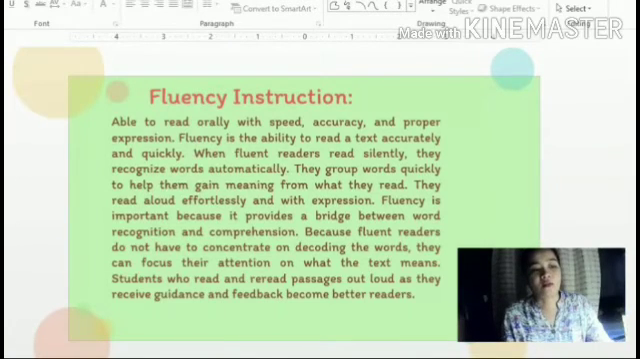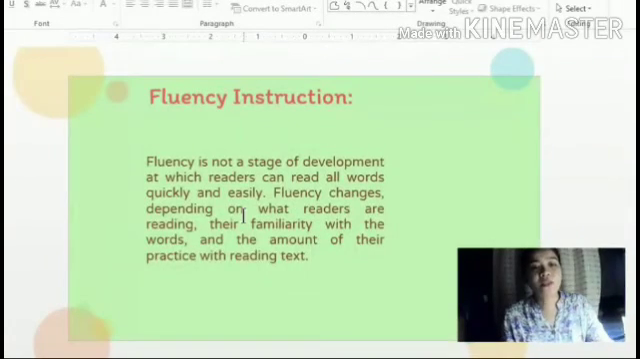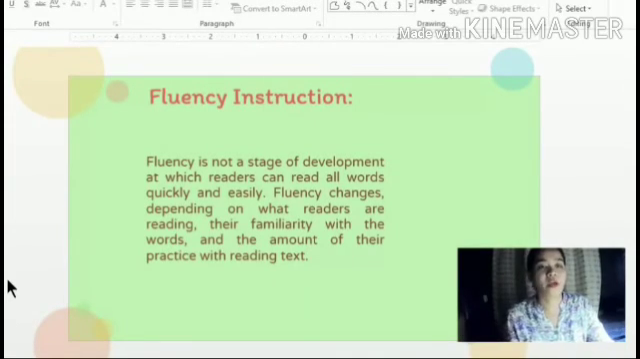Fluency is not a stage of development at which readers can read all words quickly and easily. Fluency changes depending on what readers are reading, their familiarity with the words, and the amount of their practice in reading text. For example, the word map. They will read it directly, map, or a simple sentence.